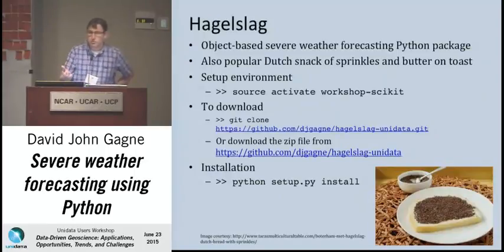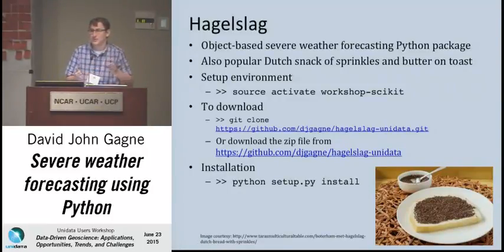For my contribution, which is still in the alpha testing stages and very initial work, I'm calling it Hagelslag, which is an object-based severe weather forecasting Python package. It's named after the popular Dutch snack of sprinkles and butter on toast, which may sound unusual to American taste, but apparently is pretty good and looks really cool. And all the little sprinkles scattered on top of the toast kind of reminds me of all the little storm objects stacked on top of each other.